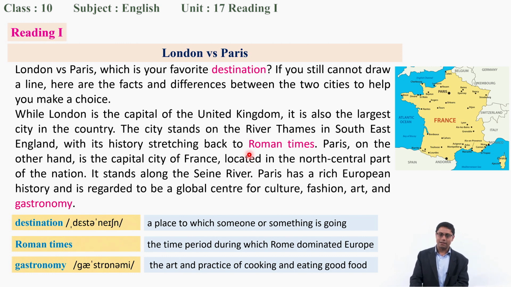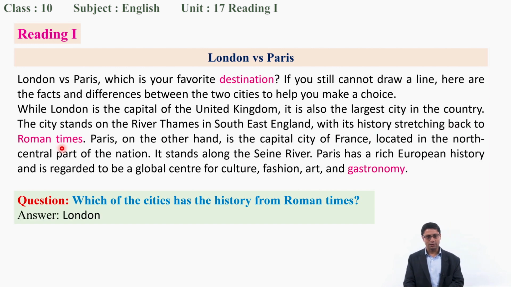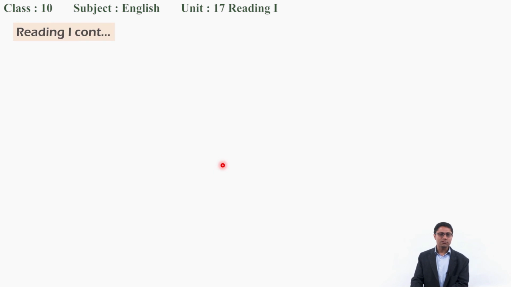Now, after this, I have a question for you. So which of the cities has the history from Roman times? Can you say? Okay, certainly it's London, because it says London has the history stretching back to Roman times. Okay, so London is the right answer. That's good. Now, second question. Which of the cities is richer in fashion? Can you say? Okay, so if you look at the last line of the text, it says Paris is regarded as the global center for culture, fashion, art, and gastronomy. So fashion is Paris. That's good. Now let's move on to the next.